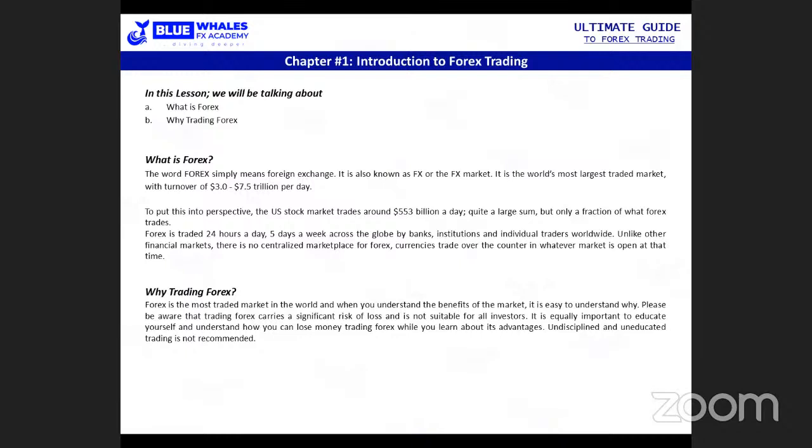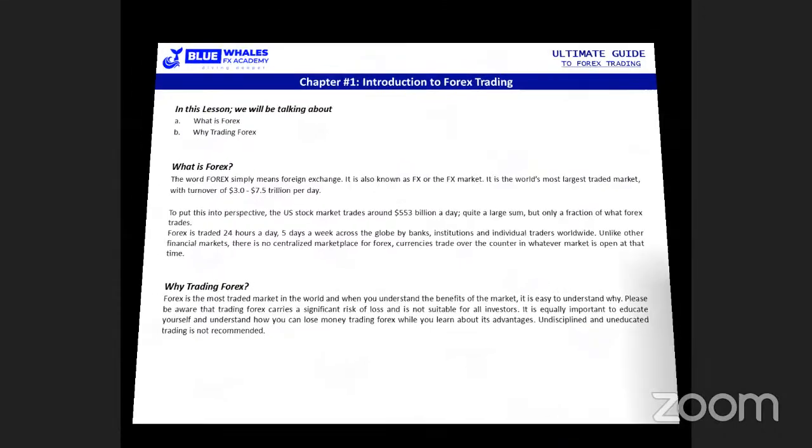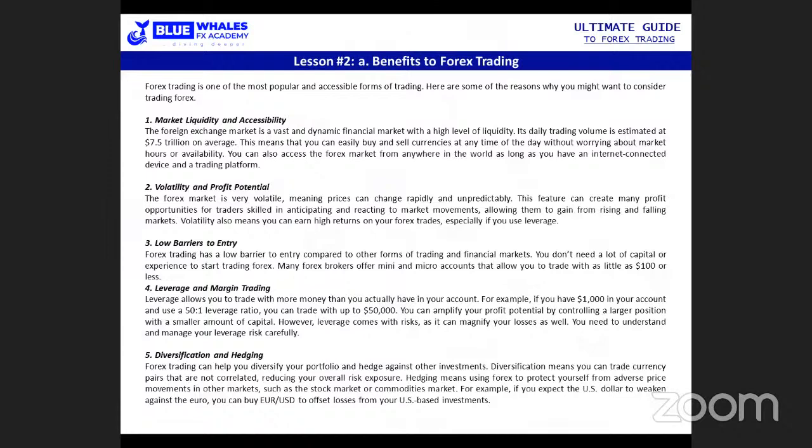So why trade Forex? Forex is the most traded market in the world, and when you understand the benefits of the market, it's easy to understand why. Please be aware that trading Forex carries a significant risk of losses, and it's not suitable for all investors. So please know yourself and see how best you can cope with the Forex market. All right, so that's just a quick overview of the Forex basics.